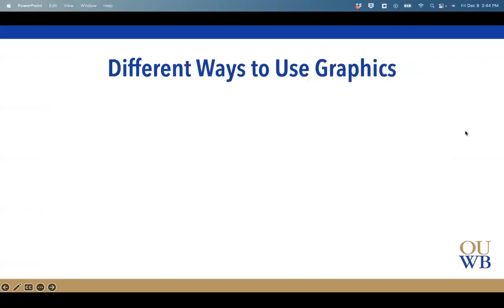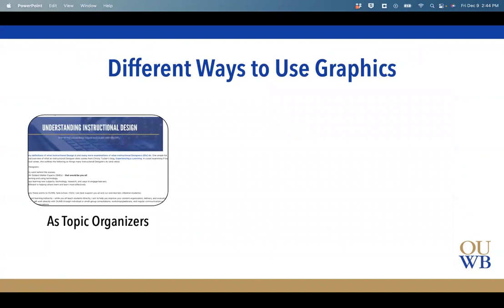So what are some different ways that we can use graphics? You can use them as a topic organizer. So this is simply a screenshot from the eSpace that I have created for all the OUWB faculty. If you've seen this, you may recognize what you see on the screen there, but you can use graphics as topic organizers. That might be something you do on a Moodle page, for example, where we can use a graphic to visually depict where one set of information begins and the next one ends, et cetera, et cetera.